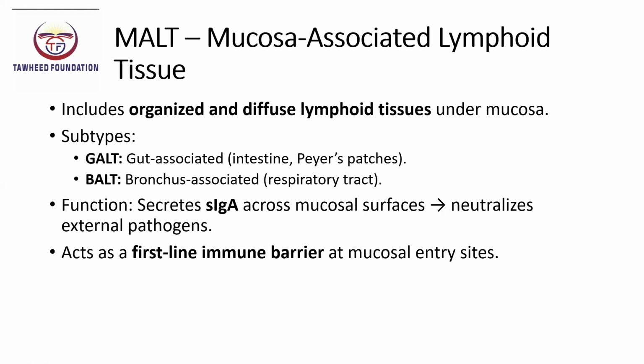MALT thus serves as a first-line immune barrier, providing local immunity at all potential mucosal entry sites such as the gastrointestinal, respiratory, and urogenital tracts, protecting against environmental antigens and pathogens.